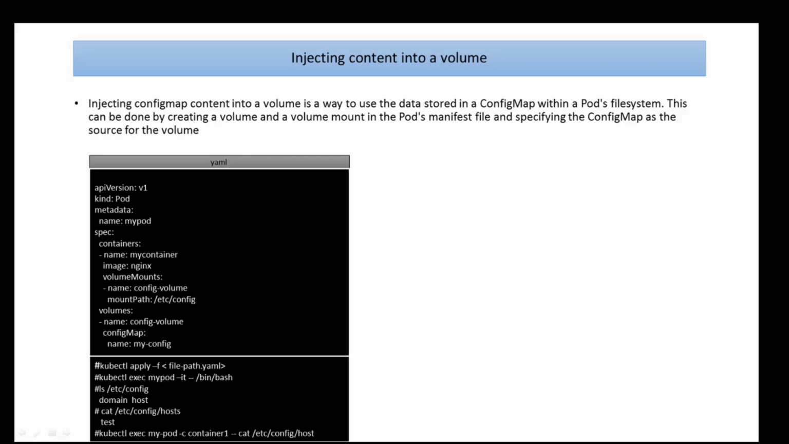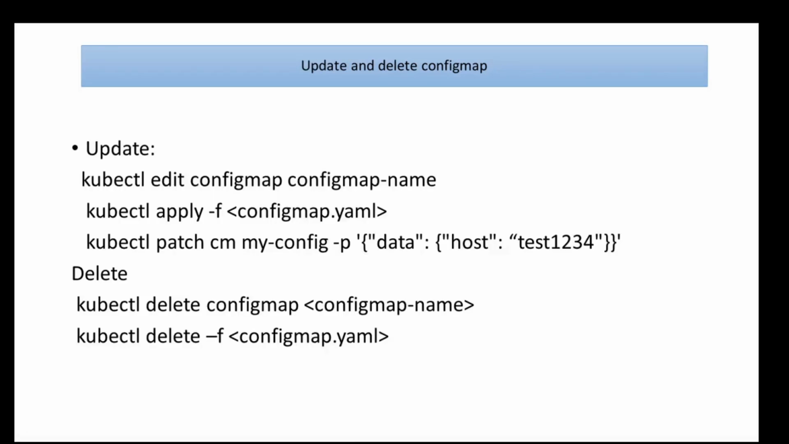So we tested how to inject the content into a volume, right? So your config map or configuration data is created as a file in the container path where you specify. So how to update and delete the config map? We saw use kubectl edit with the config map name to edit your current config map. Also you can use the kubectl apply command to change the values, and also you have a patch command.